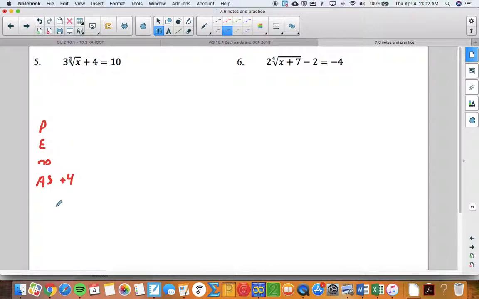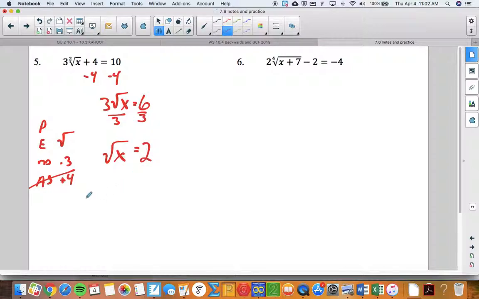X is getting multiplied by 3. And x is getting square rooted. So I undo adding 4 first by subtracting 4. So I get 3 times the square root of x equals 6. So next, I undo multiplying by 3 by dividing by 3. So I get the square root of x equals 2.